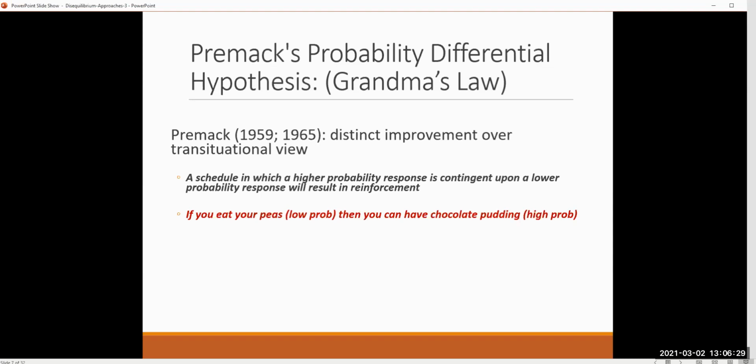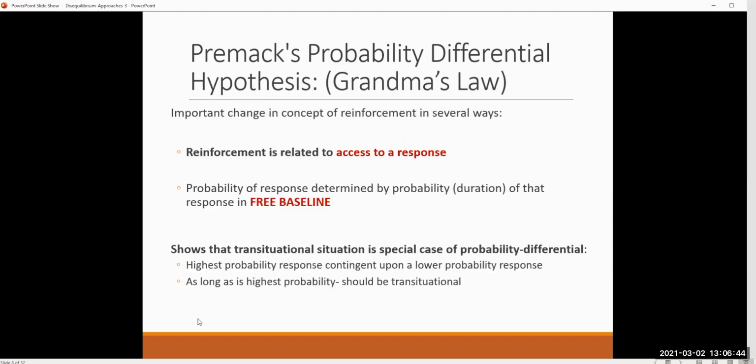And again, notice we're using peas and pudding, but it's not looking at the peas and looking at the pudding. It's engaging in them, so that pea eating becomes an activity. Chocolate pudding eating becomes an activity rather than seeing these items as things. And again, there's an important change in the concept of reinforcement. Reinforcement is now access to a response rather than reinforcement being a thing. The probability of a response is determined by the probability of a response in free baseline.